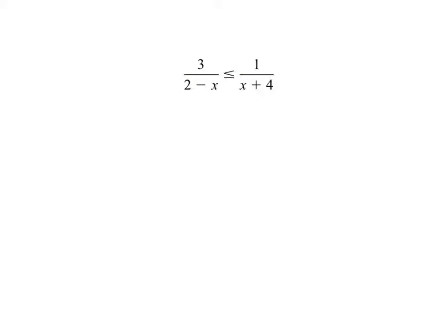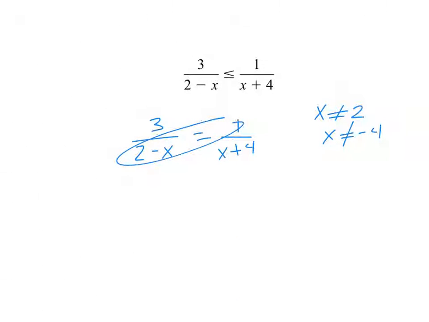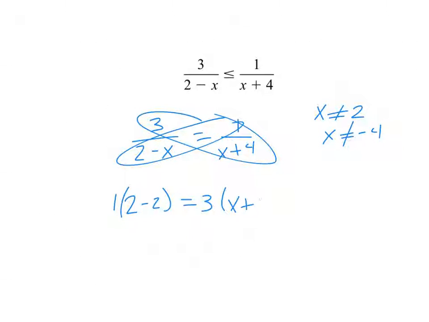Alright, with the next one, again, I'm going to rewrite it as an equality. And on the side, I'm going to figure out what x values I can't be. Well, x can't be 2 for the first fraction, and x can't be negative 4 for the second one, because those values would make these undefined. I'm going to go ahead and cross multiply. I end up getting 1 times 2 minus x equals 3 times x plus 4.